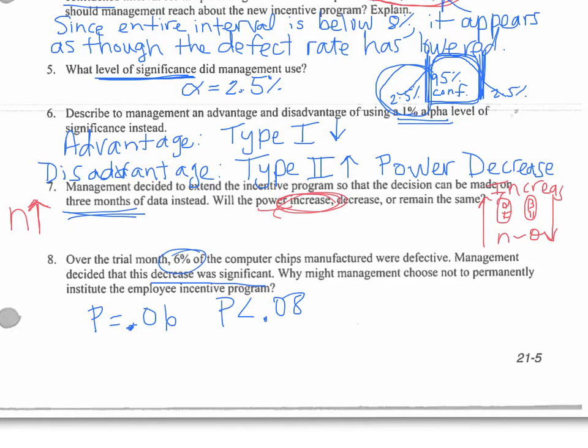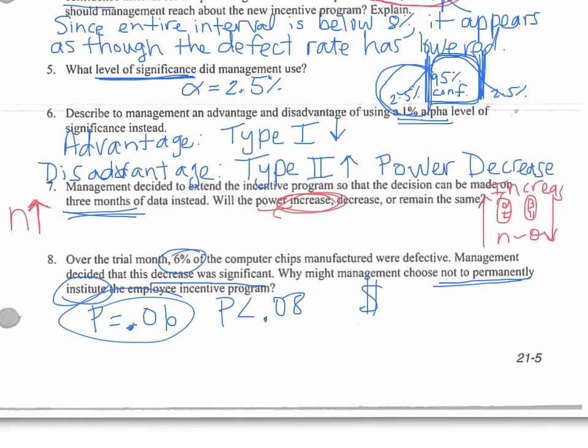Now, why might they still choose to not permanently institute the incentive program? And so on this, you have to think of real life situations. You know, we have a benefit. We see that it has had a 2% decrease in defects. Why might I still not keep the employee incentive program going? And so the bottom line, as it is in many businesses, is money.